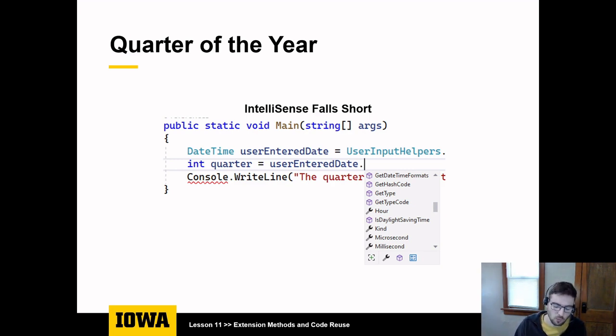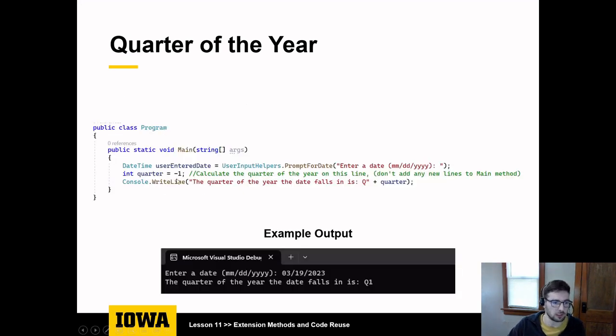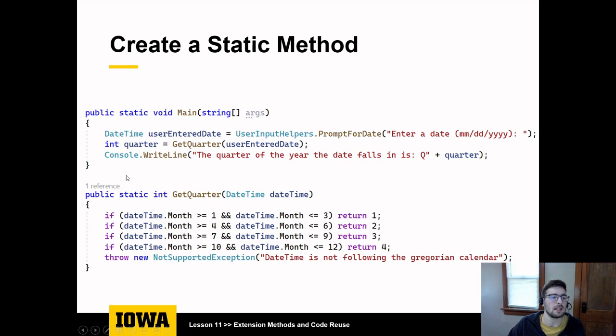So one way we can accomplish this goal of calculating the quarter on this line is, of course, adding a static method called getQuarter that performs the logic for us. Okay, so this is allowed, right? This is legal because we didn't add a new line of code here. We added a new method, and we call that method on this line, and it calculates the quarter of the year for us. And this example is simple enough that we should understand how it's working. Okay, so that's one way to do it, is creating a static method.